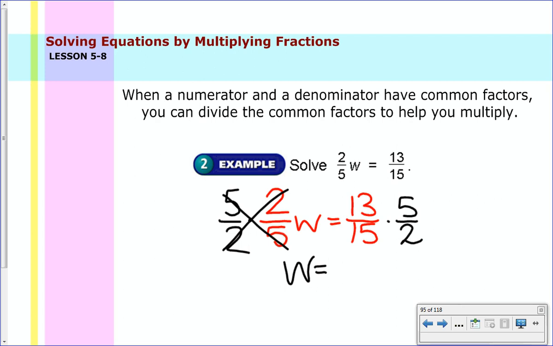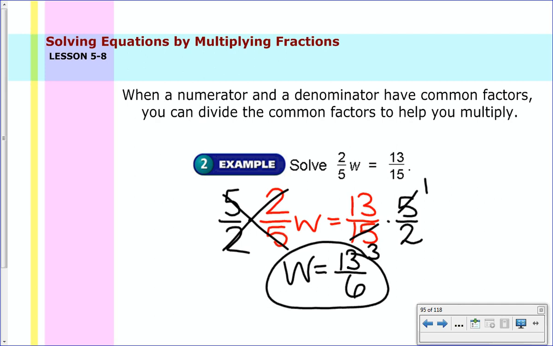Now, you could multiply them as they are, 13 times 5, and then divide by 15 times 2. Or else, remember, if they're across from each other and they have common factors, you can simplify. For example, 5 and 15 both share a factor of 5. So I could divide each one of those by 5. 5 divided by 5 is 1. 15 divided by 5 is 3. If I reduce right away, I won't have to do it at the end. So 13 times 1 is 13, and then 3 times 2 is 6. W is 13/6, or really 2 1/6, if you wanted to write it as a mixed number.